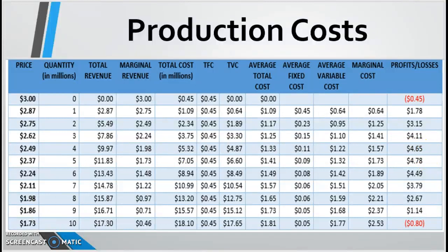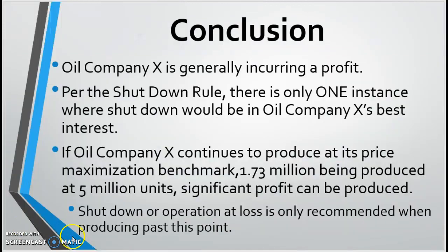So again, in summary and conclusion, if oil company X continues to produce at its profit maximization benchmark of 1.73 million being produced at 5 million units, significant profit can be produced. So shutting down or operating at a loss is only recommended when producing past this point.